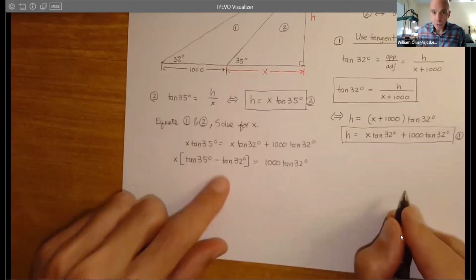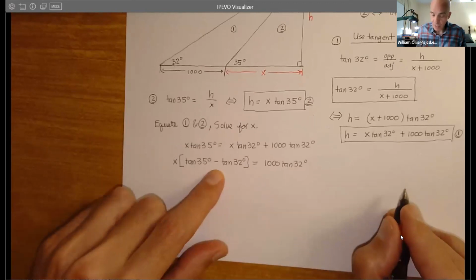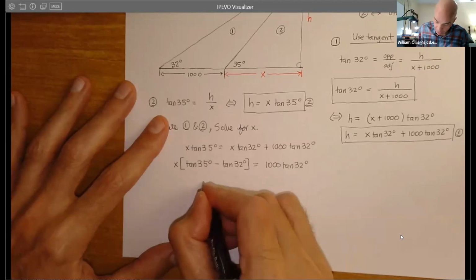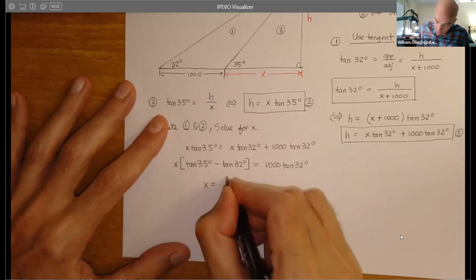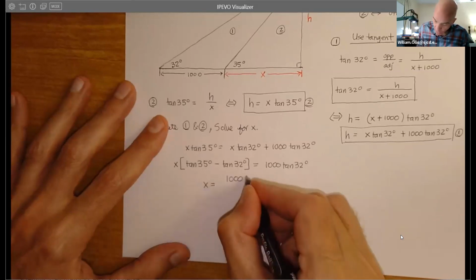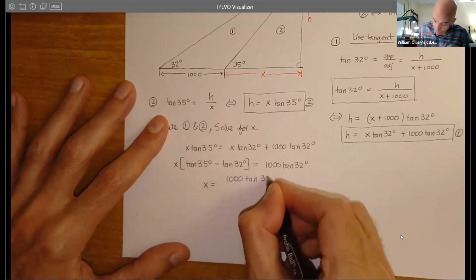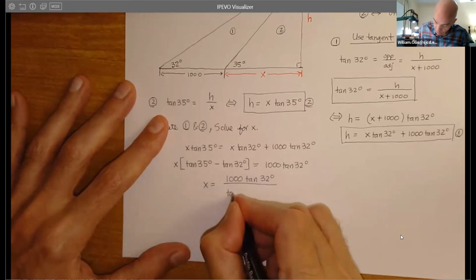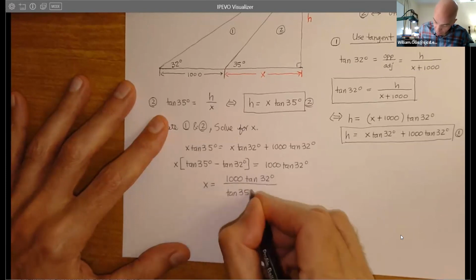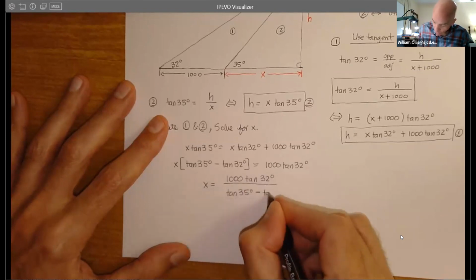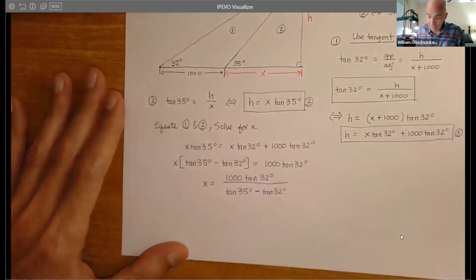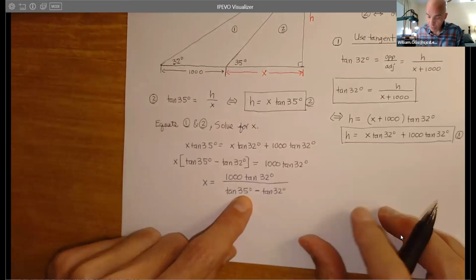So these aren't equal, they're clearly different. The tangent is one to one, at least on this branch. So x will be 1,000 tangent 32 degrees divided by tangent 35 degrees minus tangent of 32 degrees. Okay, so that's what that is. And so now we're done.